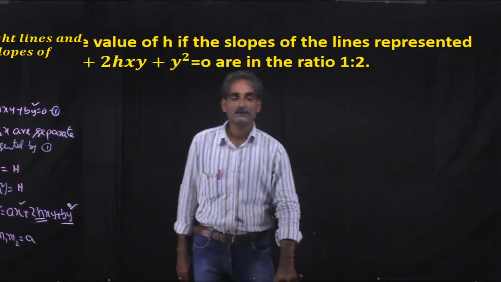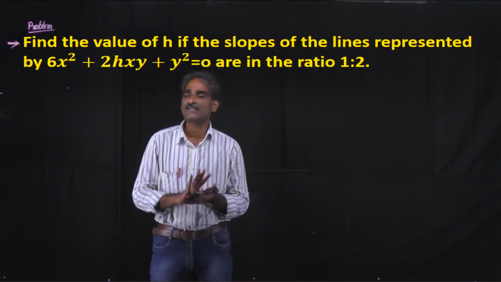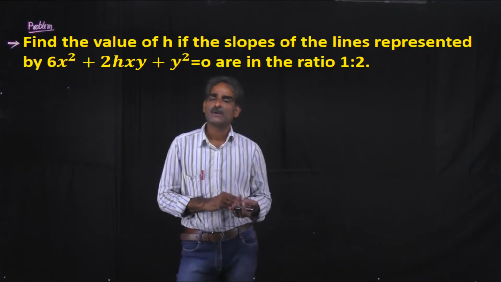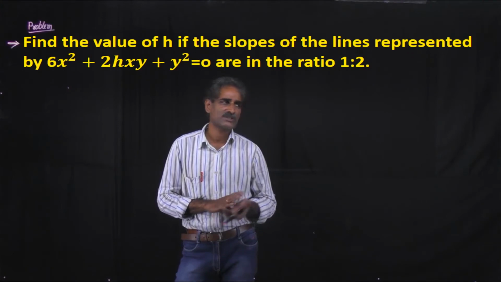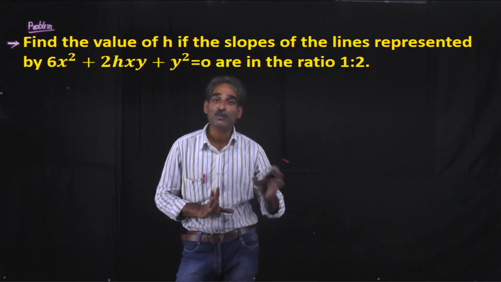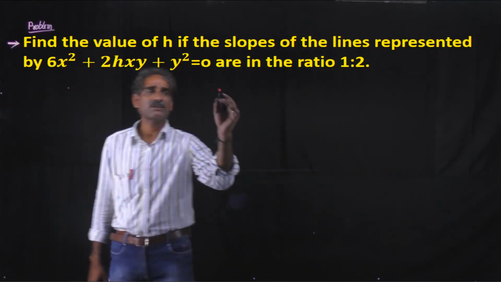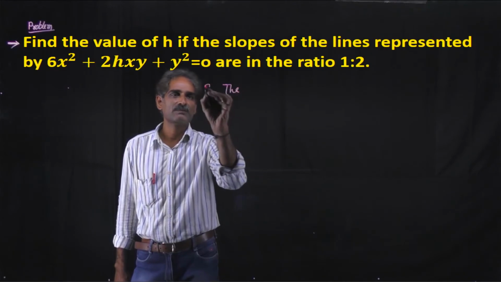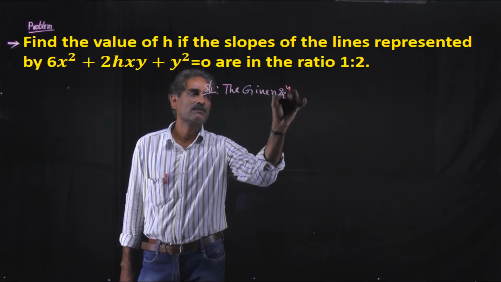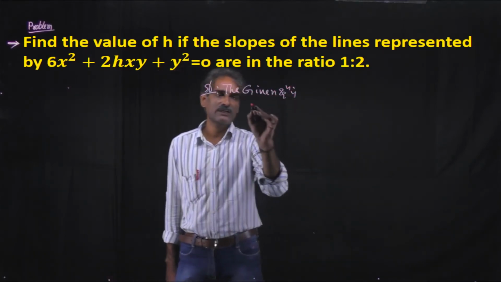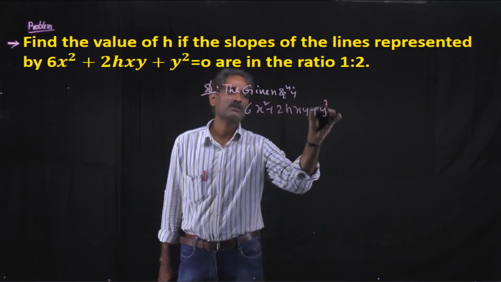Understand? Right. See this problem. Find the value of h if the slopes of the lines represented by this equation 6x square plus 2hxy plus y square equal to 0 are in the ratio 1:2. We discussed the relation between the slopes and the coefficients of x square, xy and y square. So what is the given equation? The given equation is 6x square plus 2hxy plus y square equal to 0.